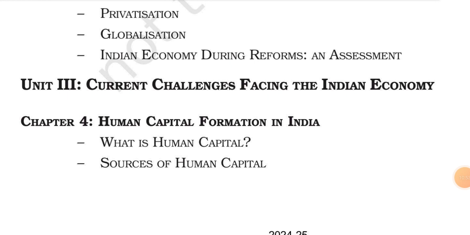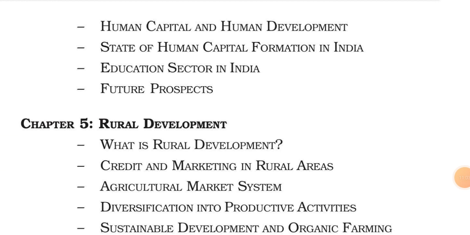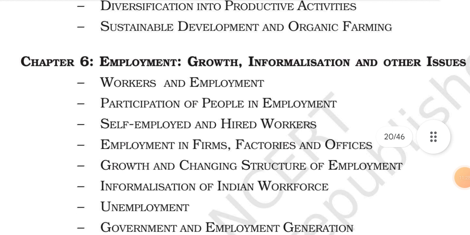Chapter 4, Human Capital Formation in India. What is human capital? Sources of human capital. Human capital and human development. State of human capital formation in India. Education sector in India. Future prospects. Chapter 5, Rural Development. What is rural development? Credit and marketing in rural areas. Agricultural market system. Diversification into productive activities. Sustainable development and organic farming.